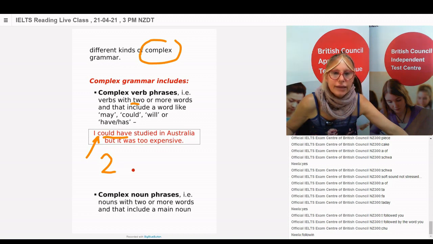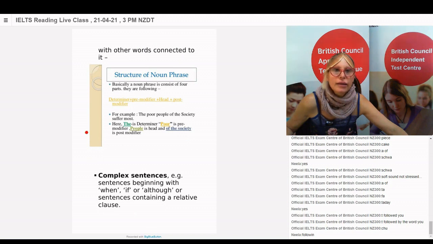Another type of phrase that is good to use is called a complex noun phrase. So that's nouns with two or more words, and that include a main noun with other words connected to it. So for example, let's look at this. It's a bit hard to see here. When I'm putting the orange, we've got the poor people of the society suffer most. Okay, that's the sentence that we're looking at. The poor people of the society suffer most.